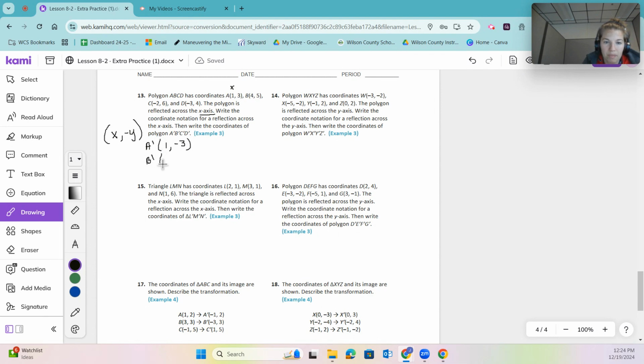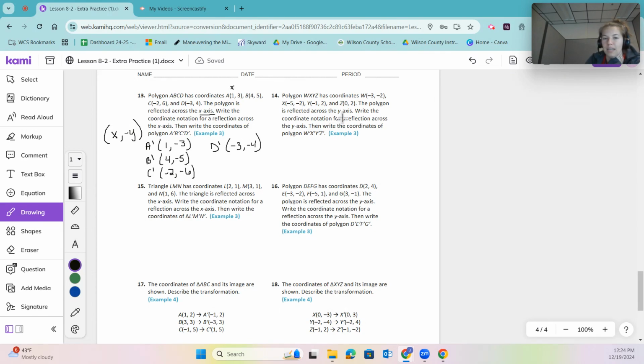B prime, 4 stays the same, and opposite of 5. C prime, -2 stays the same, and opposite of 6. And then D prime, oops, that looks like a P. D prime, now it looks like a B. D prime is -3, -4.